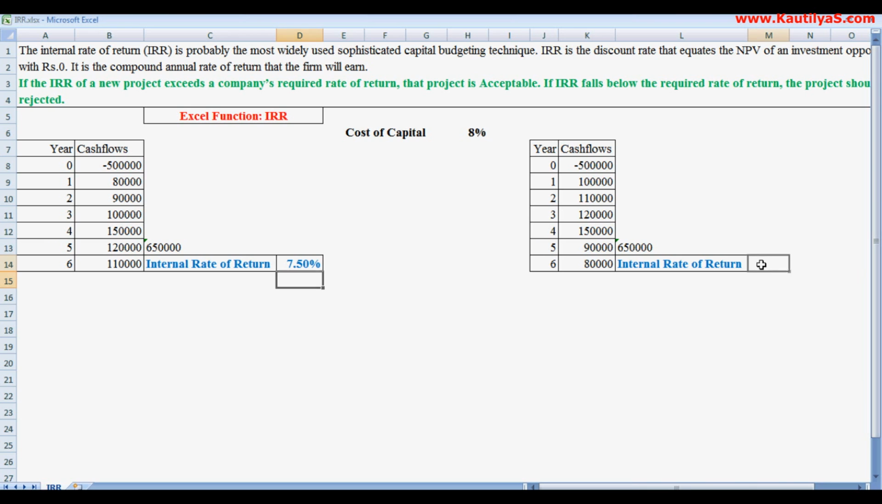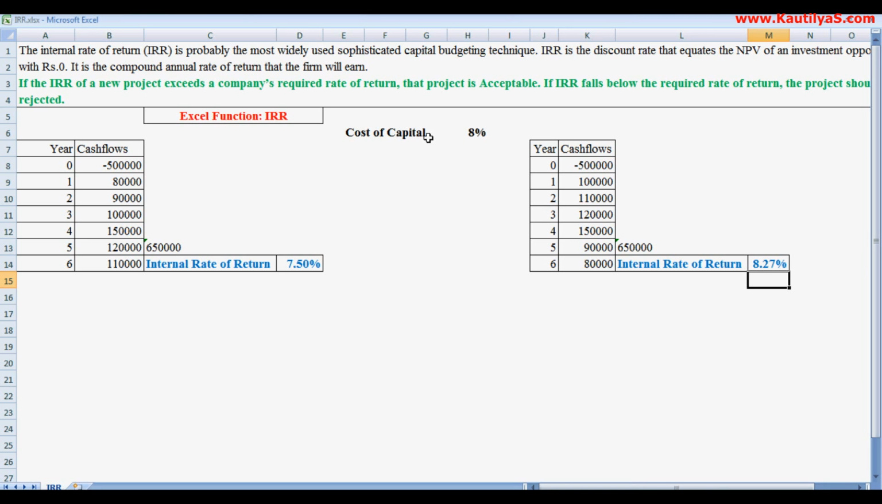We look at project B. Here, equals IRR, select the cash flows including the net outflows or net investment, and click enter. The IRR here is 8.27%. So our cost of capital is 8%.